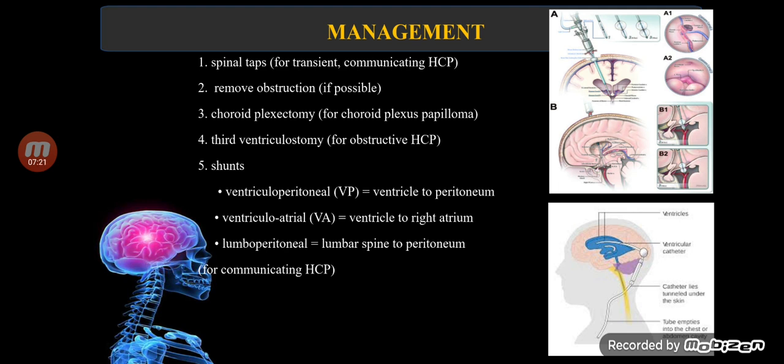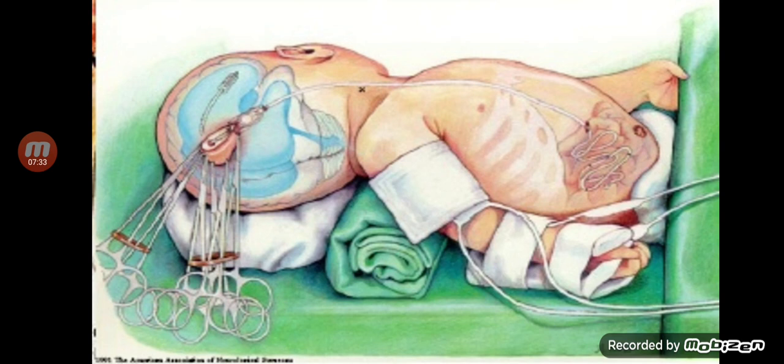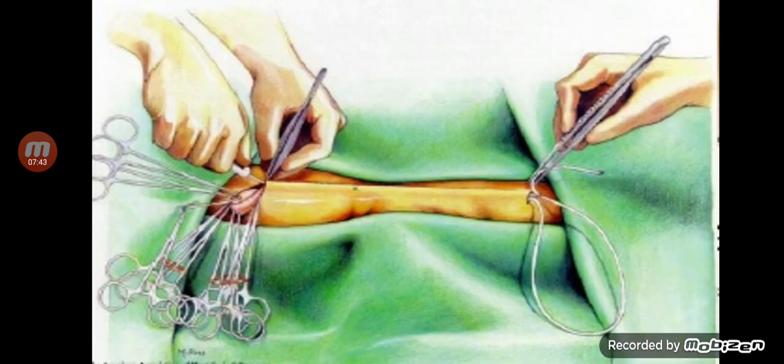Ventriculoperitoneal shunts go from the ventricles to the peritoneum, ventriculoatrial shunts from the ventricles to the atrium, or lumboperitoneal shunts from the lumbar spine to the peritoneum, especially for the communicating type. This illustration shows the upper end of the catheter inserted into the ventricular system and connected to the device, and from there the lower end is tunneled subcutaneously towards its trajectory within the peritoneum.